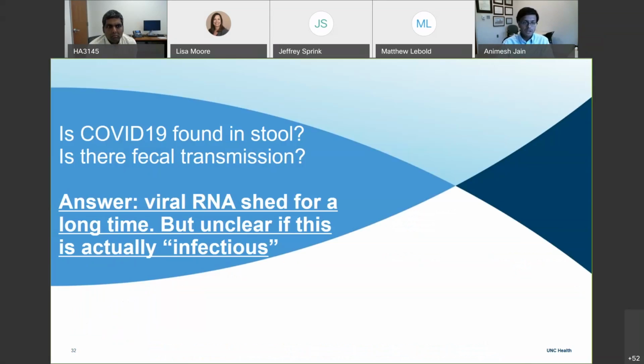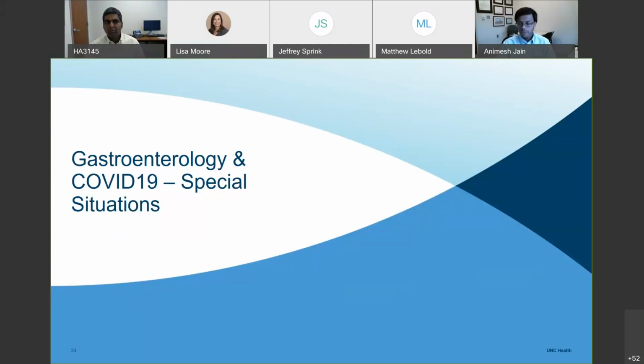So is COVID-19 found in the stool? Is there fecal transmission? I think the answer to that question is there is definitely a large percentage of patients will have detectable viral RNA shed in the stool, but whether this is actually infectious virus is unclear, and my answer to that would be probably not. Next slide. In the last couple of minutes of my section, I'm going to talk about a couple of sort of unique situations that you all may encounter in your practice or you may hear about, and we'll just cover them in turn. Next slide.